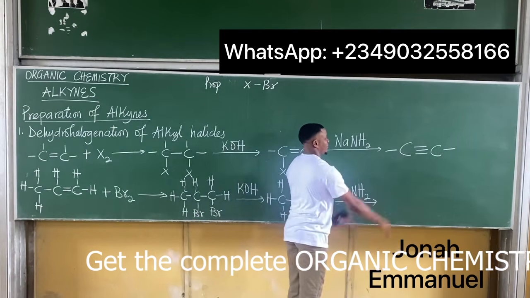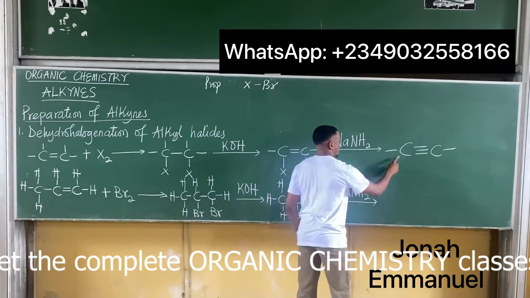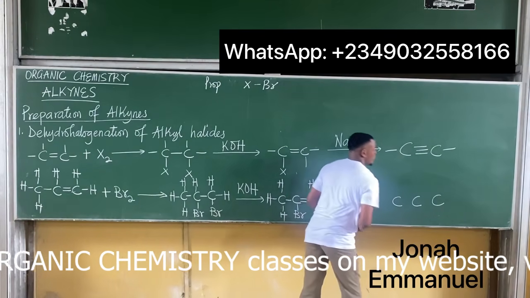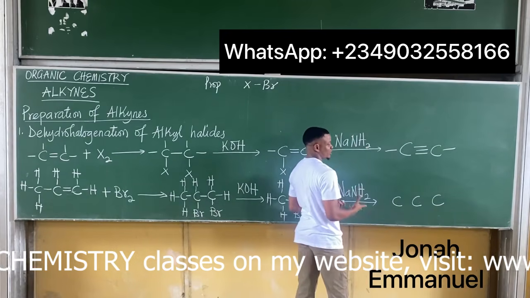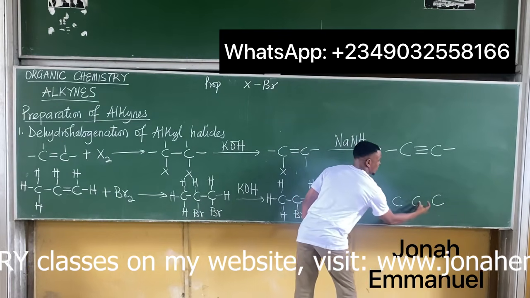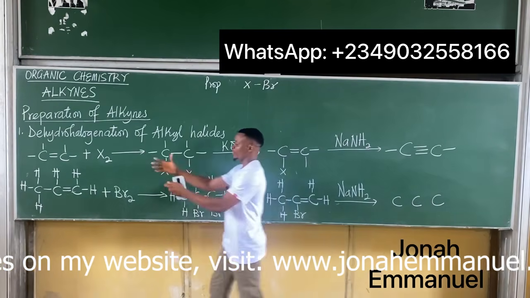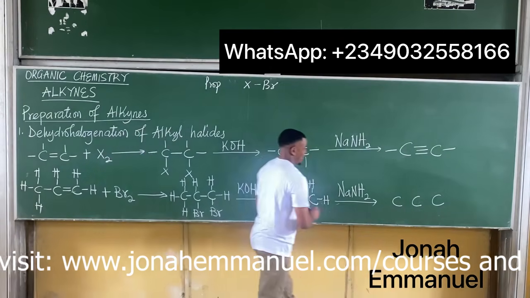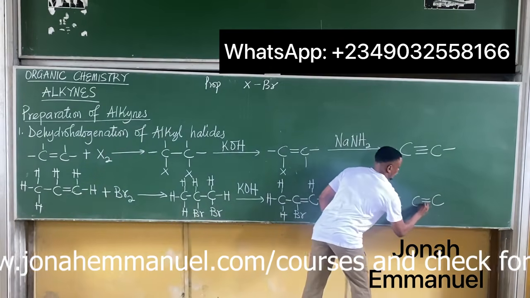NH2. Finally, they said an alkyne. So first things first, 3 carbon, 1, 2, 3. Where exactly should I put my triple bond? Should it be in between these two or this one here? Go back to your initial one. I use this last two. So in this case here, this one here should have the triple bond.